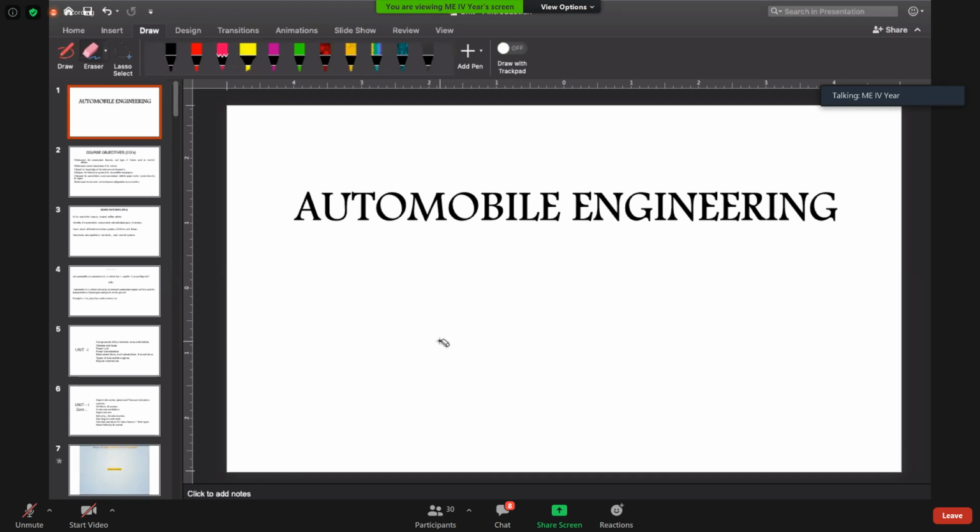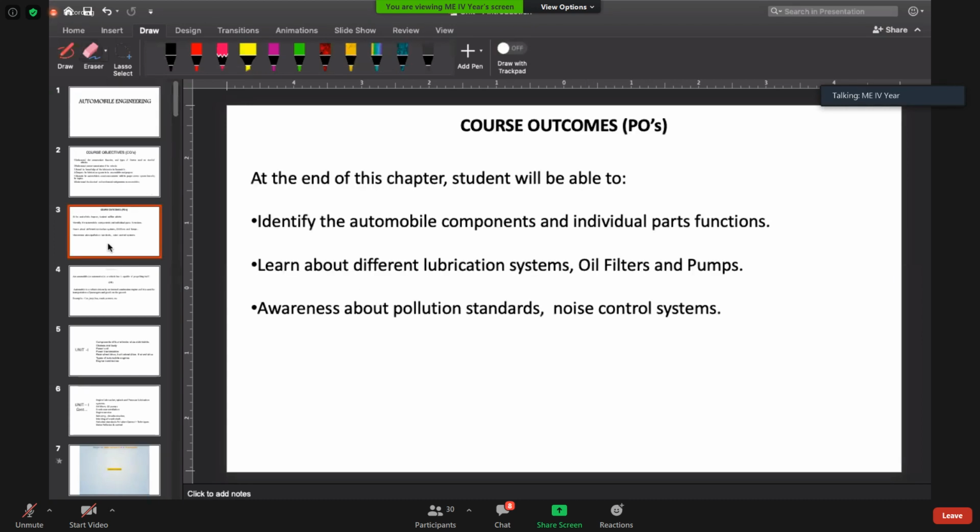Now we will start with our PowerPoint presentation. Course outcome of this chapter. In this chapter, we are going to identify the automobile components and individual part functions. We will learn about the lubrication system, oil filters, and pumps, and awareness about pollution standards. So let's focus on the first point.